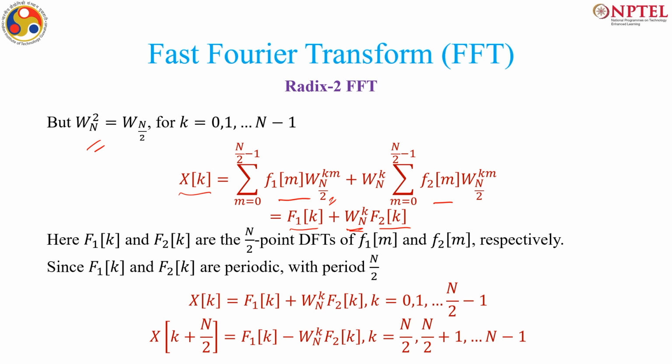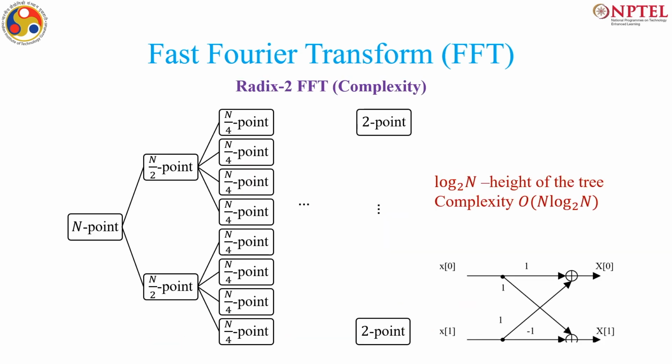Great. So, now we have two n by 2 point DFTs again. In this case, since this is an n by 2 point DFT, my k will be varying from 0 to n by 2 minus 1, but we need the values from n by 2 to n minus 1 also. Now, here comes the symmetry property. Since it is symmetric, we use the symmetry property, and with this we can extend this to the other half of the DFT, and we keep on doing this, as I said.